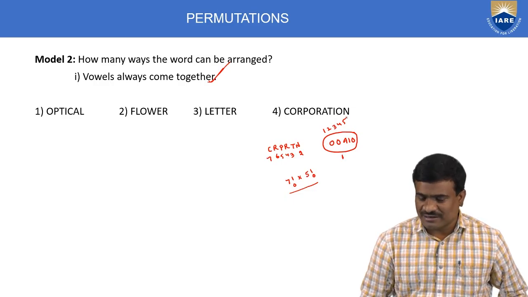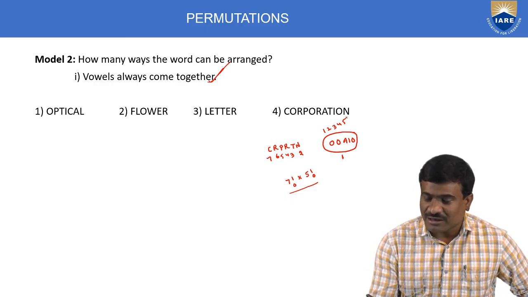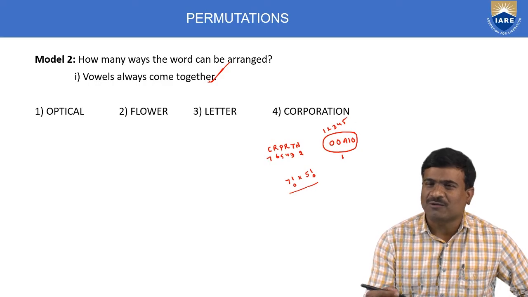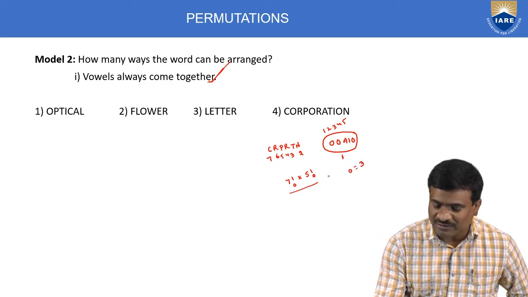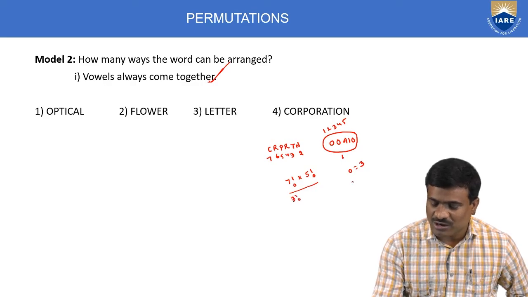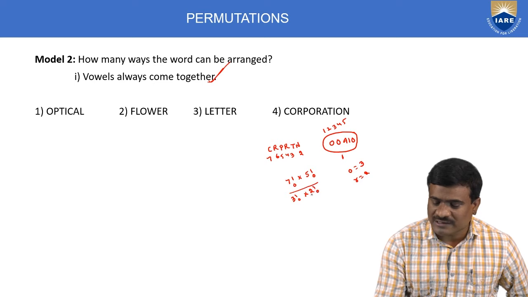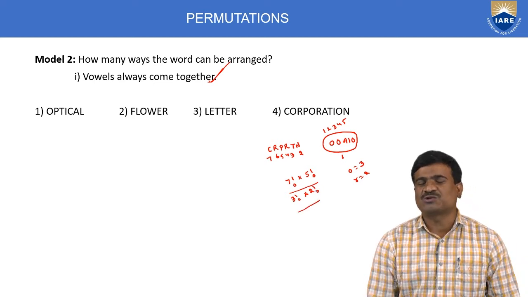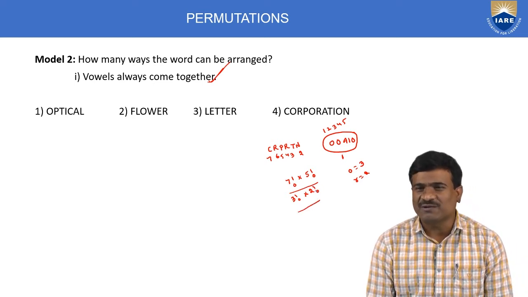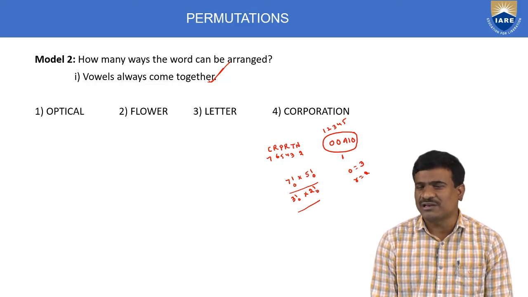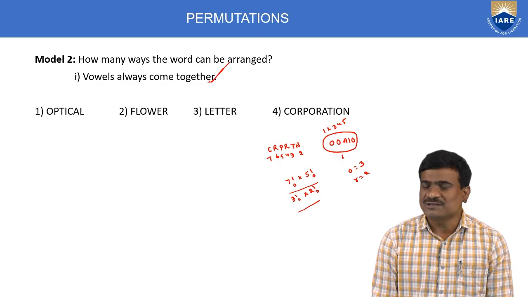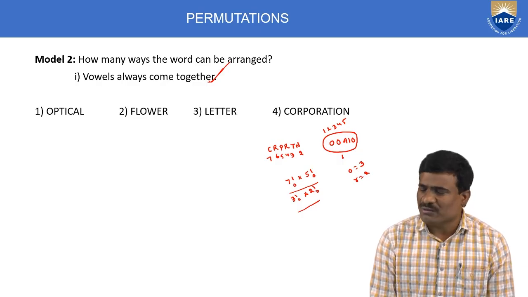And in the denominator, repetition of letters in corporation. Here O is equal to 3 factorial. Next R is equal to 2 factorial. So the answer for vowels always come together is 7 factorial into 5 factorial divided by 3 factorial into 2 factorial. Suppose same question, find out probability.